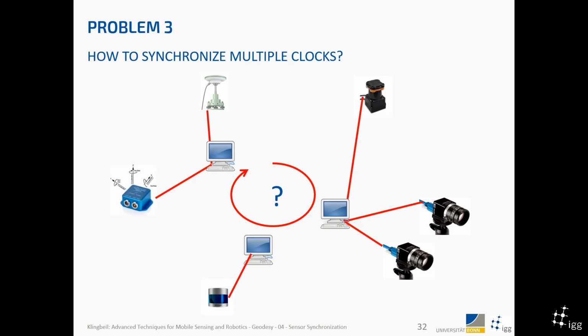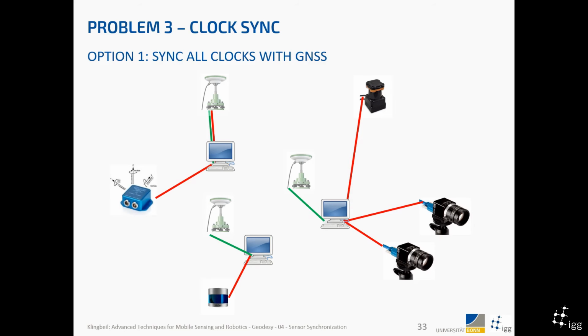So we have now this problem where we have multiple PCs or microcontrollers or laptops or whatever, and we need to synchronize them somehow. And again, there are multiple options here. We start with option 1. We sync all of the clocks with GNSS, right?